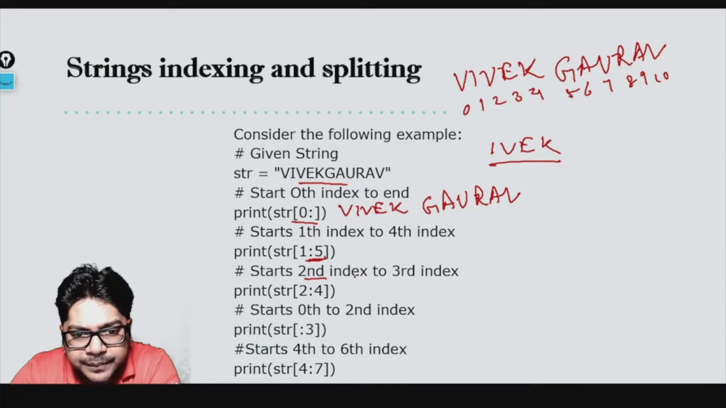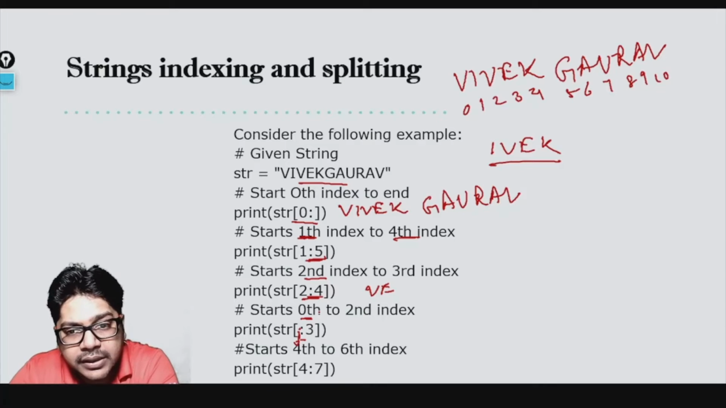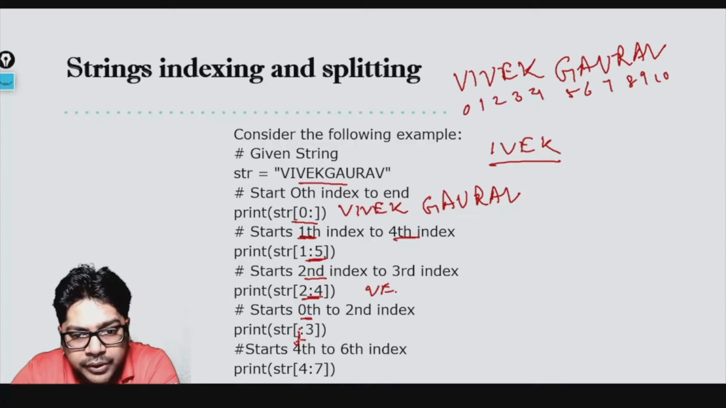Start at the second index: if I write 2 colon 4, it is going to give me VE. And if I write colon 3, where we haven't specified anything before the colon, it means from the beginning till the third, not inclusive, so it is going to give me VIV. And when I write 4 colon 7, it is going to give me KGA.